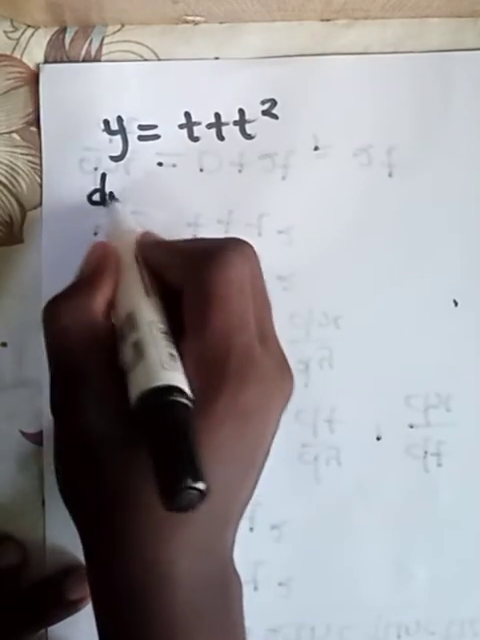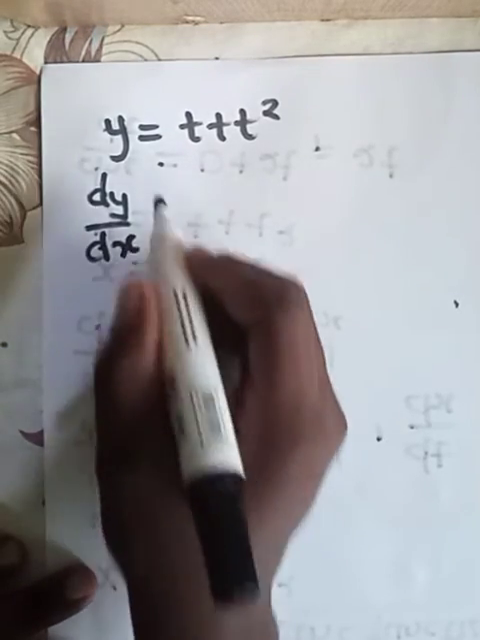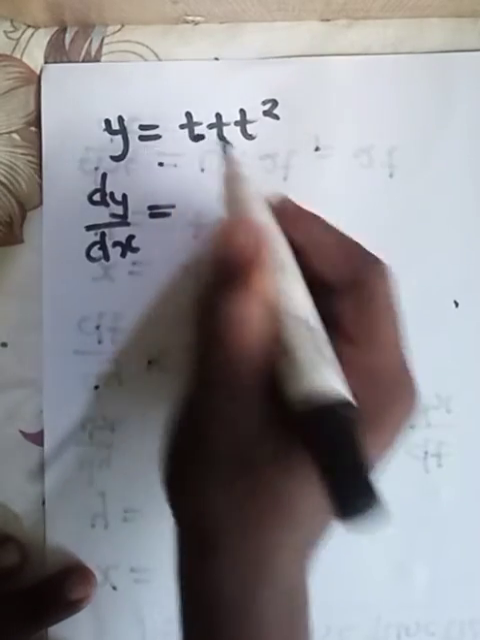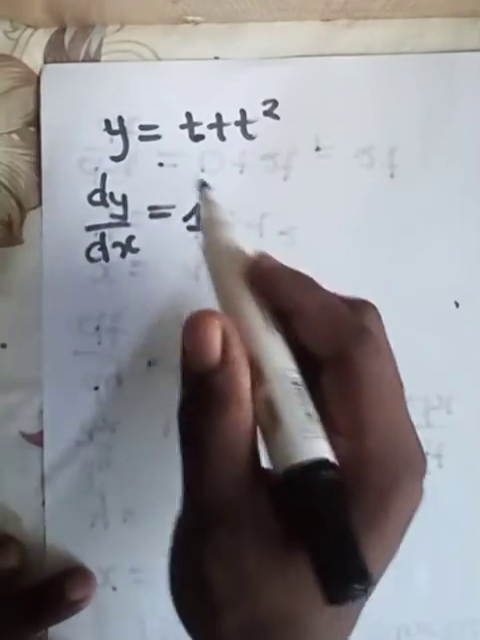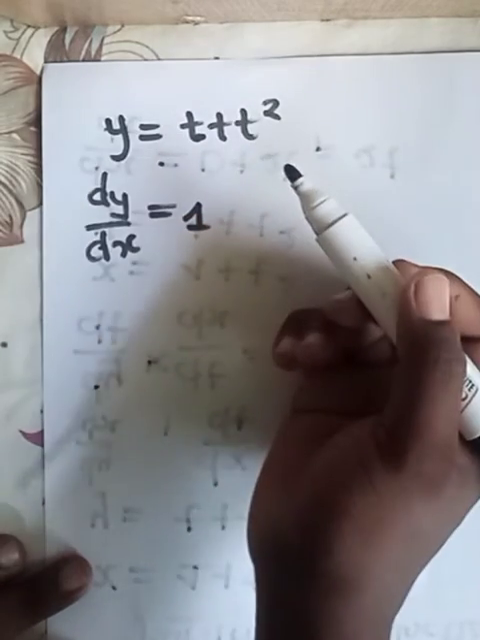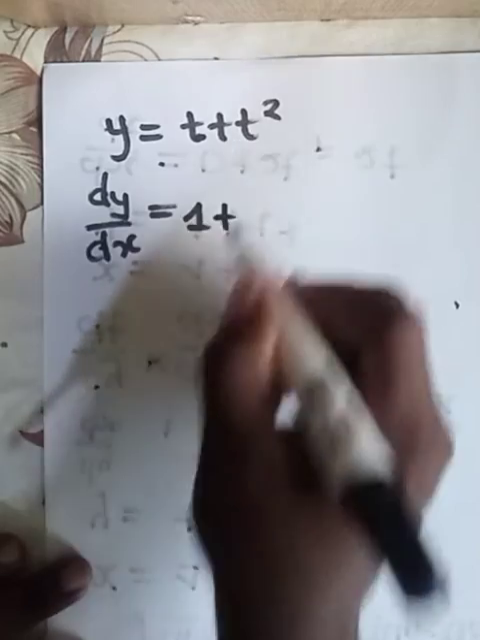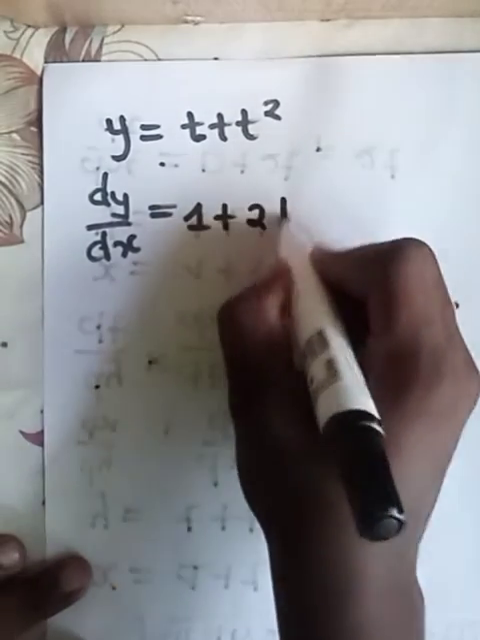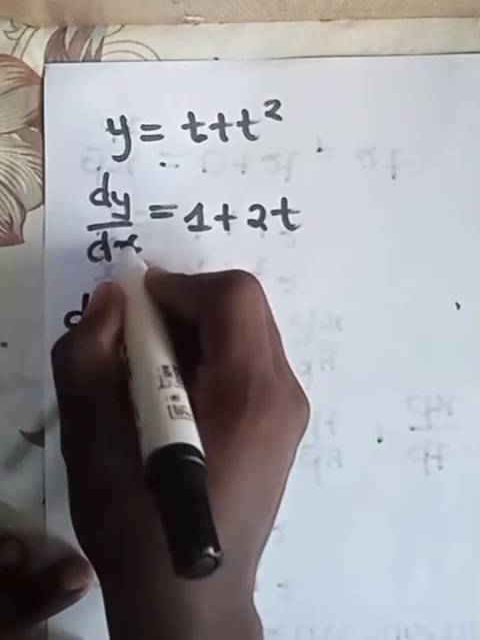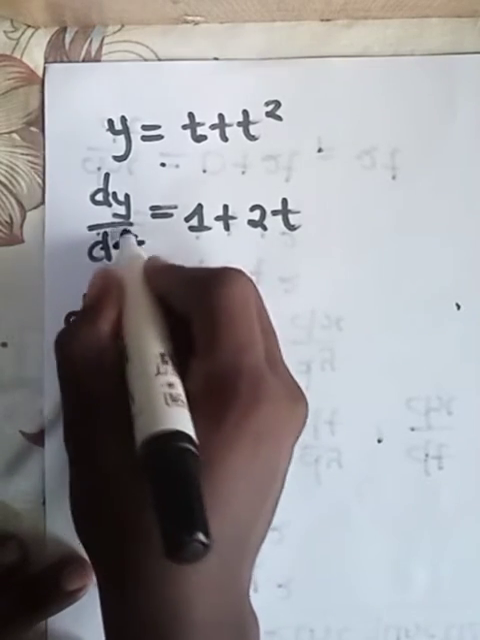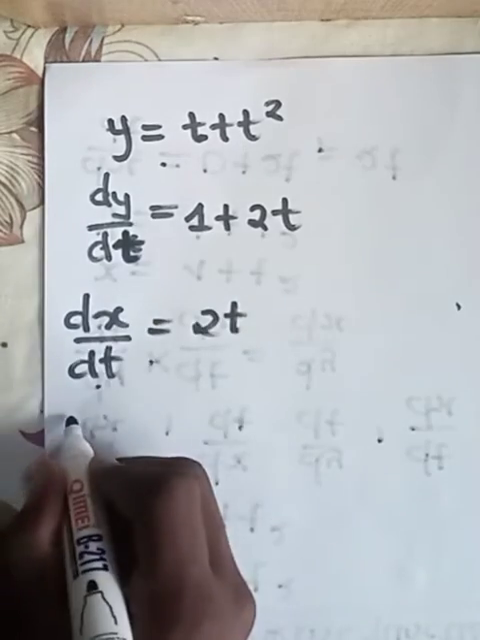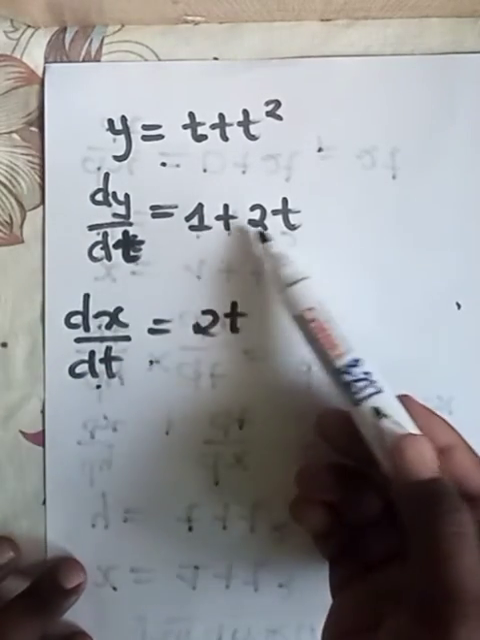Taking dy on dt, if we differentiate t, we're going to have a 1, because we bring the power 1 down, 1 minus 1 is 0, and t to the power 0 is 1, plus this, which is going to give me a 2t. So I have my dx on dt equal to 2t, and I have my dy on dt equal to 1 plus 2t.